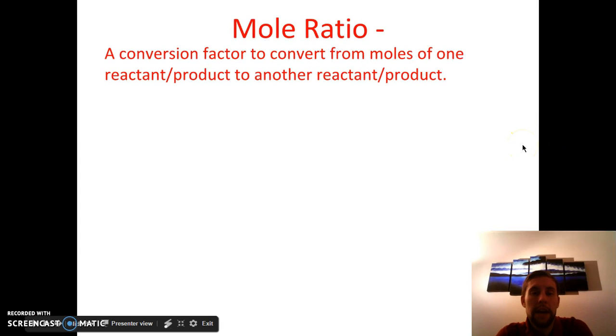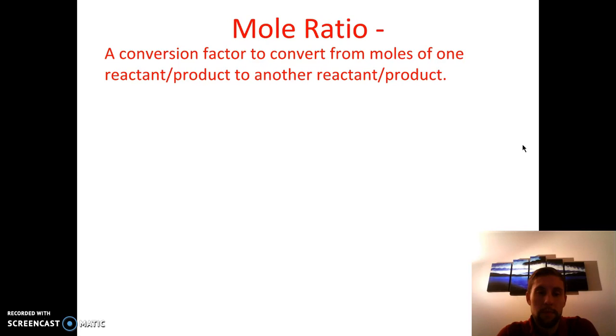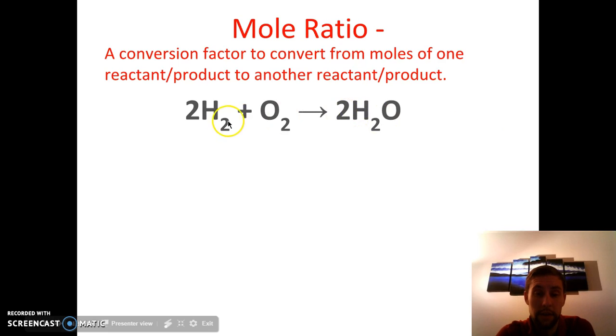Alright, our big first concept is called the mole ratio. So ratio is just something over something, something divided by something. It's a conversion factor that converts from moles of one thing, could be a reactant or a product, to another reactant or product. So in this equation we've got 3 things: hydrogen, oxygen, and water. Now in our balanced equation we need 2 moles of hydrogen plus 1 mole of oxygen to make 2 moles of water.